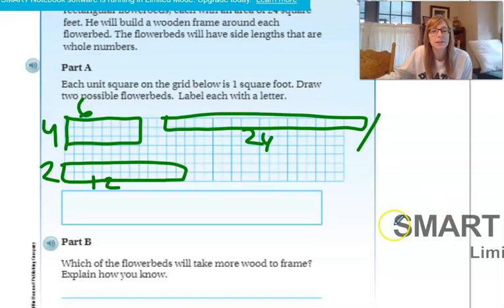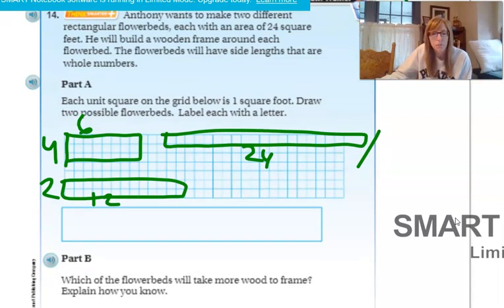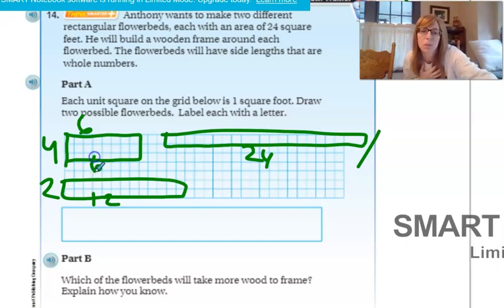And then part B says, which of the flower beds will take more wood to frame? So now we need to figure out how much wood, which one's going to take, did it say the most? I gotta scroll up, the more wood. Okay, so we know the longer they are, the more you have for a perimeter. We've learned that in all of our lessons. So let's do the perimeter of all of these. So we have perimeter is length plus width plus length plus width of a rectangle. So 6 plus 6 is 12, and 4 plus 4 is 8, and we know 12 plus 8 is 20.